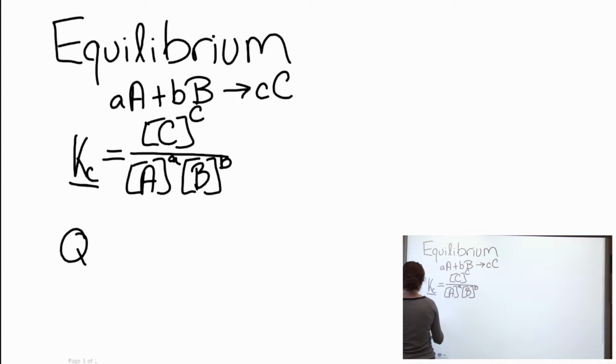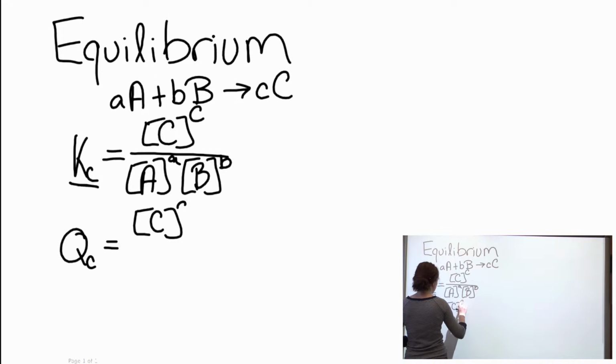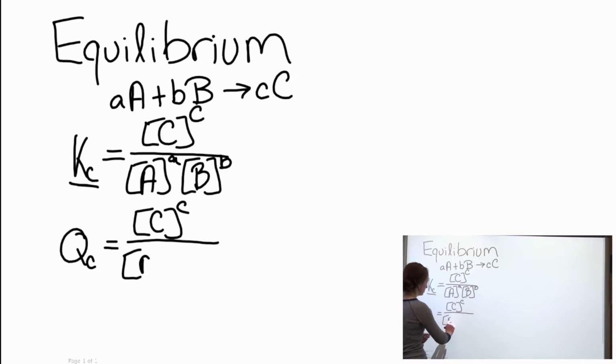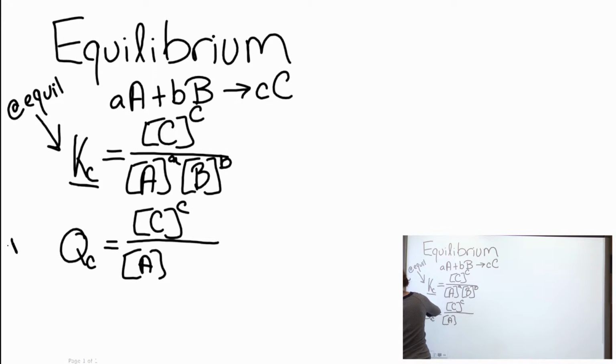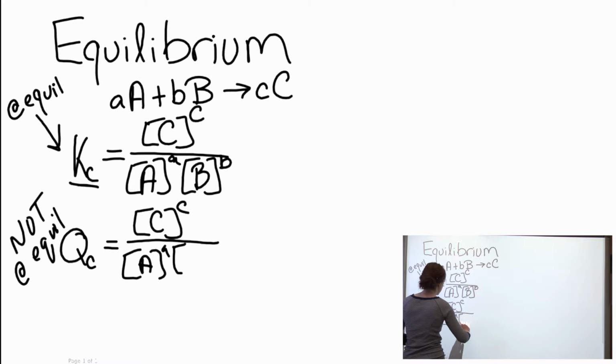So you say Q sub C, and it's going to be the exact same as K sub C. The only difference is this time the concentrations that you're putting in for your reaction are the concentrations when you're not at equilibrium. So this one, K sub C, is at equilibrium, and Q sub C is not at equilibrium. So we have that.